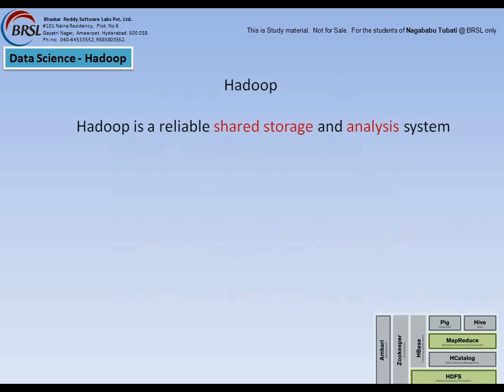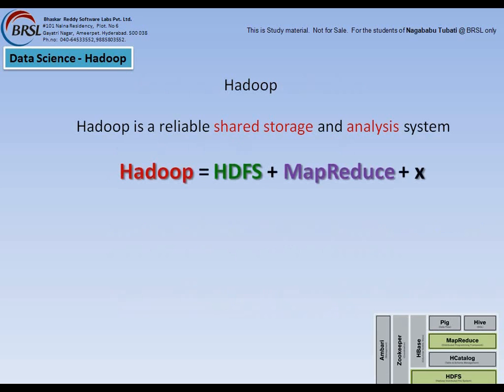Now let us see Hadoop. Hadoop is a reliable shared storage and analysis system. Hadoop is both for storage purpose and also data analysis purpose. It is a reliable shared storage and analysis system. Hadoop is a combination of several technologies. In Hadoop ecosystem, we can find several tools.